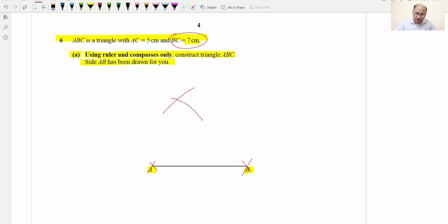Hopefully you are understanding. So now we have to join these points. If we join this point C with A and B, we will get the triangle, and this is our point C. So AC is 5 centimeter, we can show here, and this is BC, which is 7 centimeter, and this is done. This was a 2 mark question.